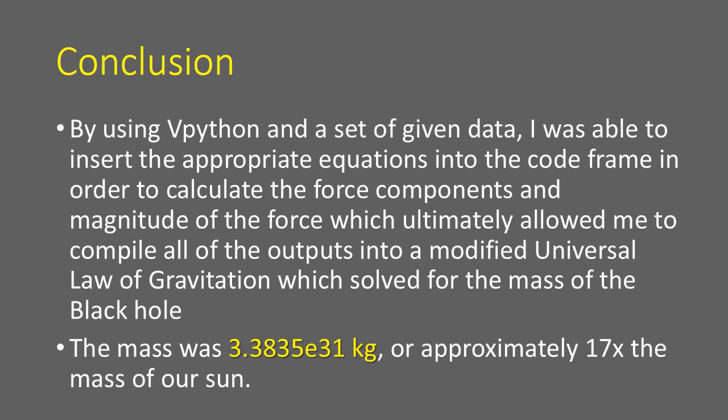So, in conclusion, by using VPython instead of given data, I was able to insert appropriate equations into the code frame in order to calculate the force components and magnitude of the force, which ultimately allowed me to compile all of the outputs into a modified universal law of gravitation, which solved for the mass of the black hole. And this mass was 3.3835 times 10 to the 31 kilograms, or approximately 17 times the mass of our Sun.